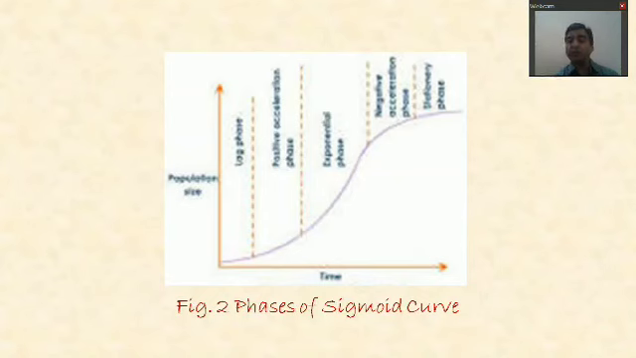Whereas the third dotted line defines the inflection point, when the growth rate slows down slightly. From the third dotted line to the fourth dotted line is the negative acceleration phase, when there is a steady decrease in the number of individuals, or the population size is decreasing.